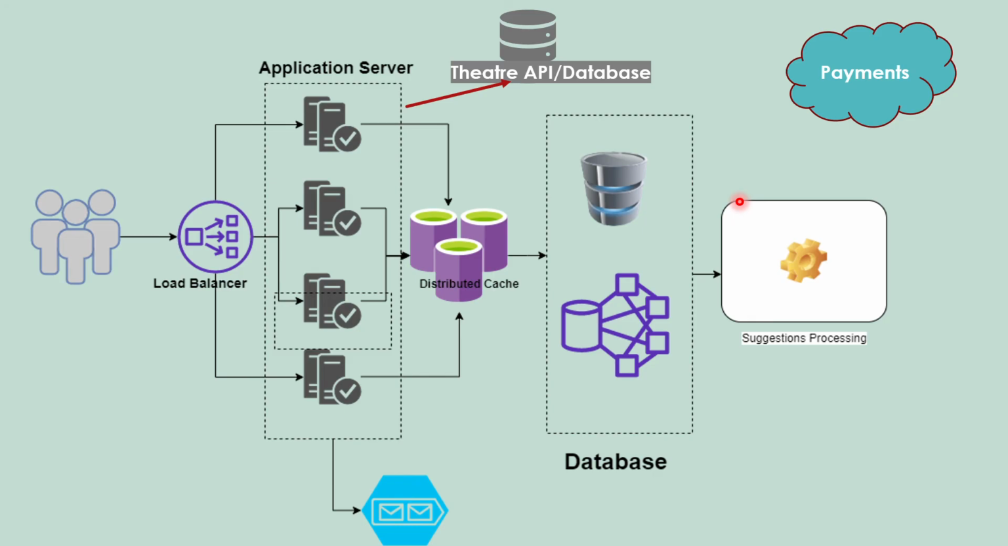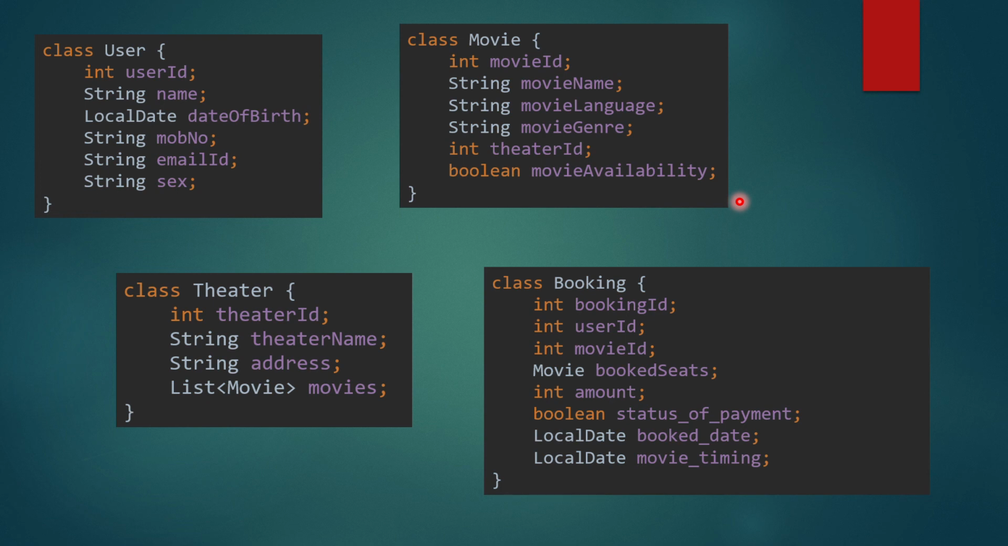I will show you the simple classes or the base classes that are necessary, but that is not an exhaustive list. The base classes that are required are the user class, the movie, theater, and the booking. So you will have information of the user. Each of these classes will have an entity behind it which will be stored in our database. So this is how I designed a system for a movie ticket booking.